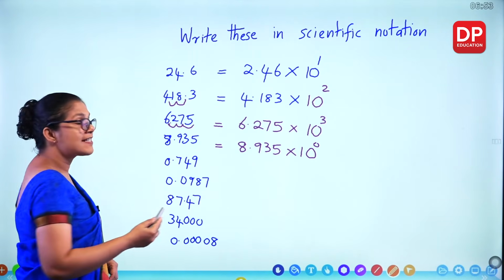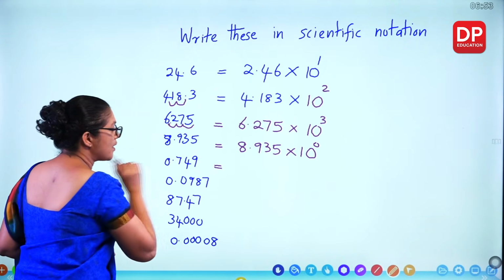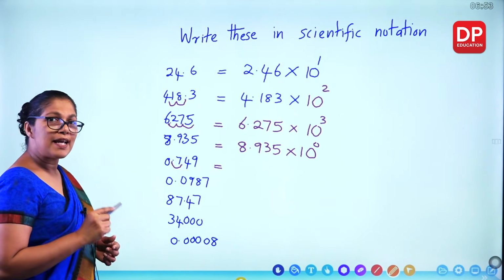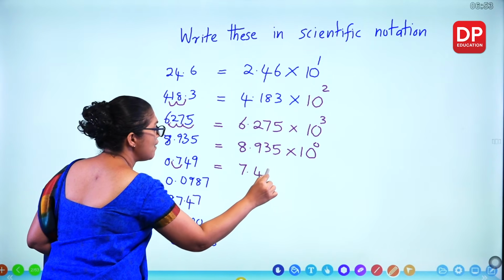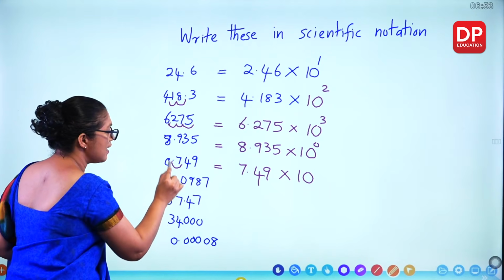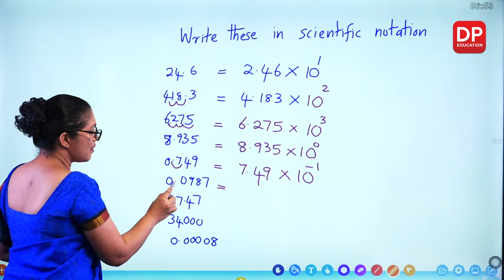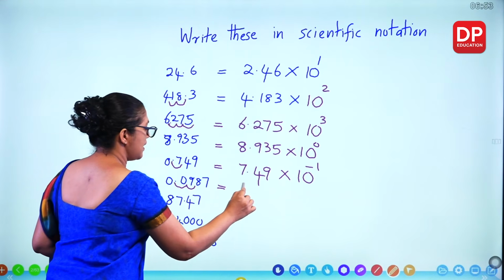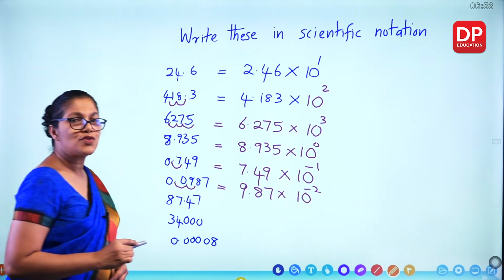Now look at this one. 0.7 is less than 1. We need less than 10 and more than 1. What can we do? We have to move 1 decimal place to the left. Then what happens if it's moving to left? The power becomes negative. So here we get -1. Now try this one. Moving this decimal place 2 places to the left. 9.87 into 10 to the power -2.